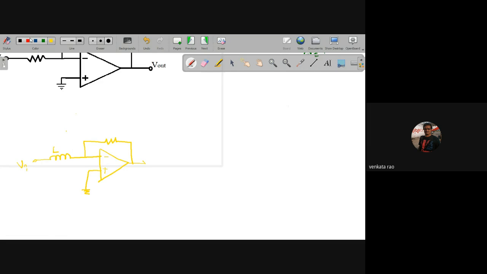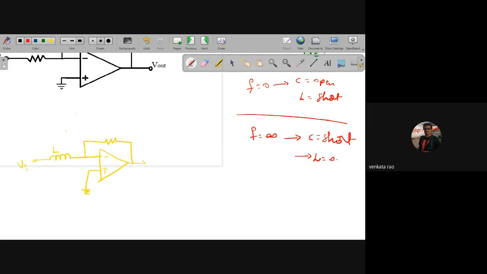We already know one thing. For frequency 0, that means low frequency, the capacitor is open circuited and the inductor is short circuited. Yes or no? Sir, are you clear about this? Similarly, for high frequency, the capacitor is short circuit and the inductor is open circuit. Yes or no?